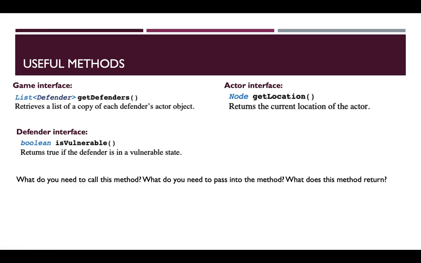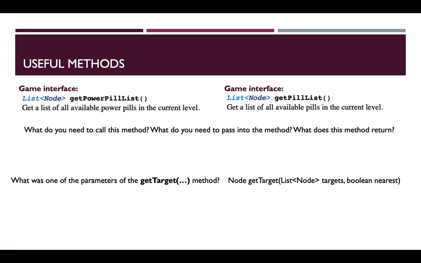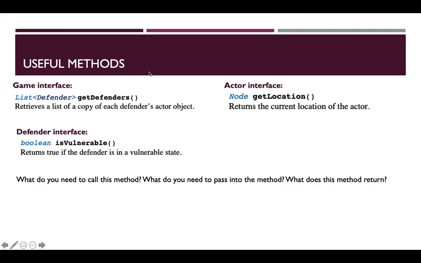Now, these other useful methods. Let's start with getDefenders. Before, we were talking about getPowerPillList and getPillList, which return a list of nodes, which are locations. But this one, getDefenders, will actually return a list of defender objects. So this isn't the location, this is just the object. So remember, a defender object extends an actor object, right?